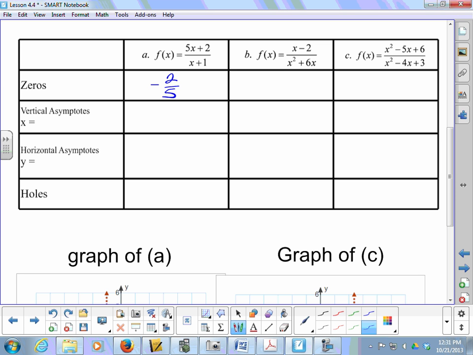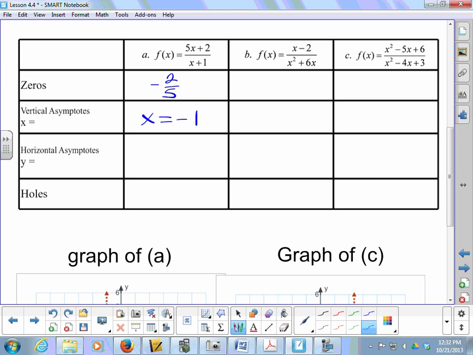Okay. Vertical asymptotes. One thing to remember with vertical asymptotes, it is a line. Okay? Horizontal asymptotes or other kinds of asymptotes are lines. All right? So where's the vertical asymptote here? And that's when the denominator equals 0. Okay? So x equals negative 1.